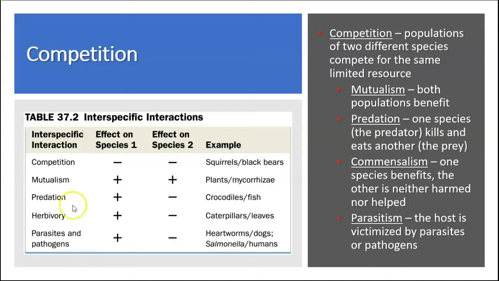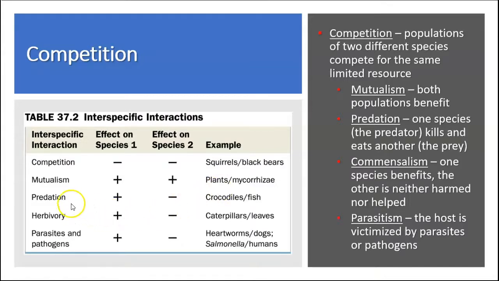The example given here in the table is plants with the mycorrhiza. Mycorrhiza are fungi that live near the roots of plants that help the plants absorb water and nutrients, and then therefore get some food from the plant. This is a mutually beneficial relationship. The plants grow much better and are much healthier when they are associated with the mycorrhiza.